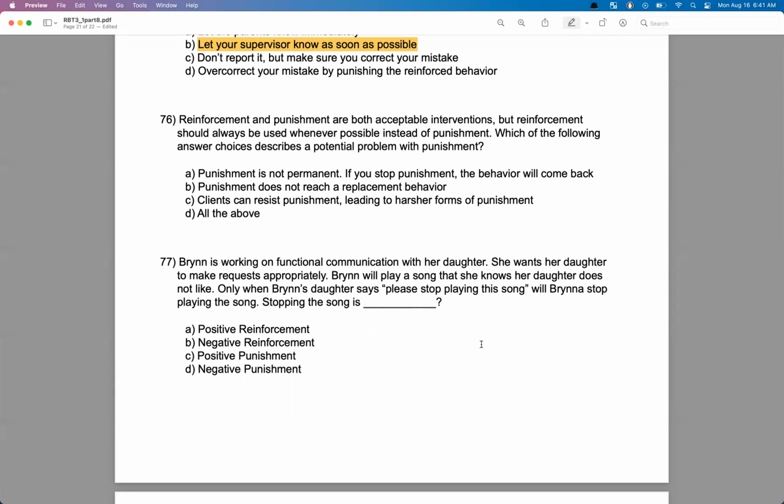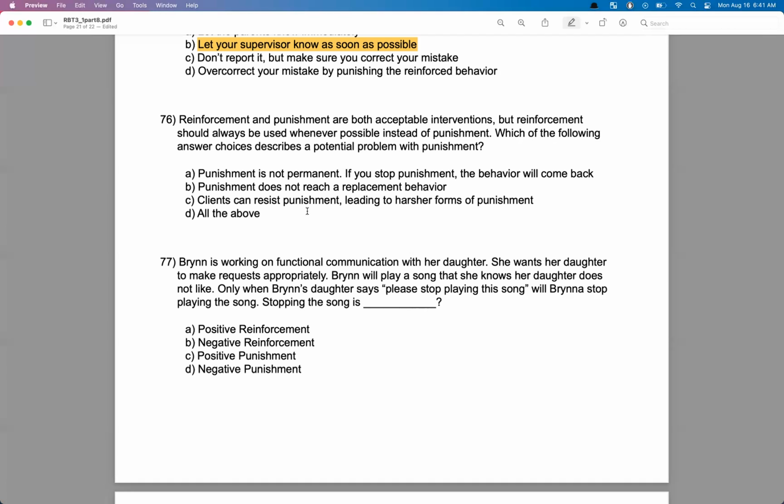Remember, punishment's reducing. So we're taking away the ability for that person to engage in some way, because we're reducing a behavior. Behavior happens to gain or get rid of something. If we're taking that away, and we stop, well, they're going to go back to what they were doing to gain or get rid of something. Punishment is not permanent. So A is a potential problem. Always read all your answer choices, particularly for the all the above questions, right? You never want to get caught off guard and not realize it's an all the above question.